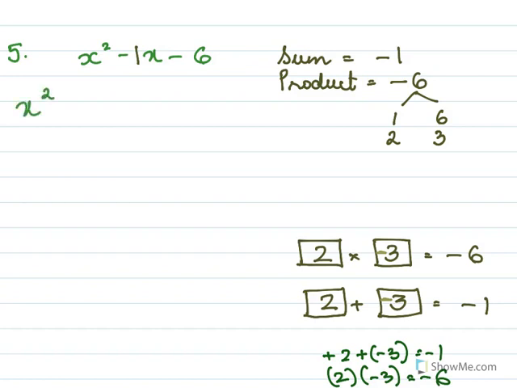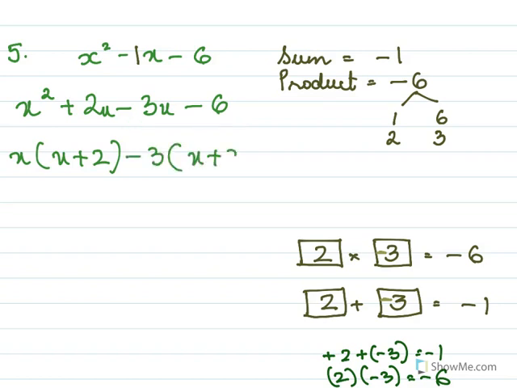Let's do x square. We have plus 2x minus 3x minus 6. Here we take x common out, x plus 2. Here we take minus 3 common out, x plus 2. Now x plus 2 common out, and what would remain would be x minus 3. So these are your factors.